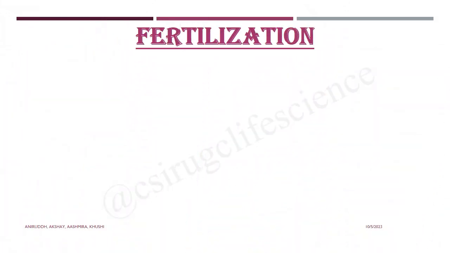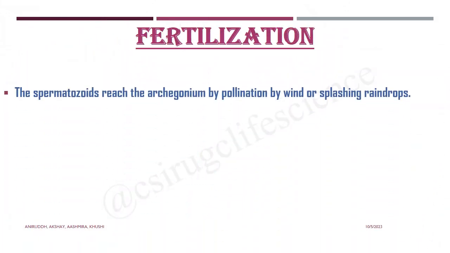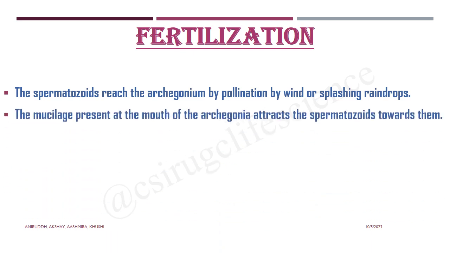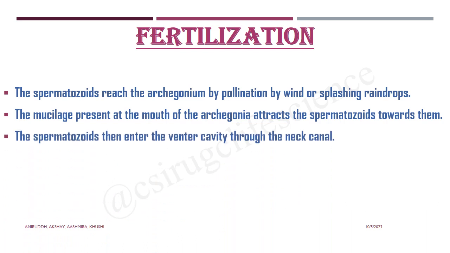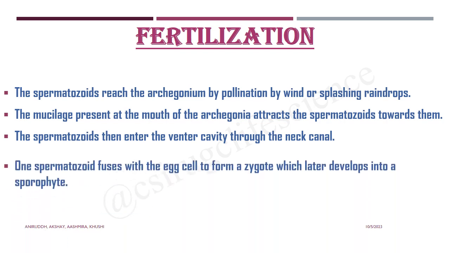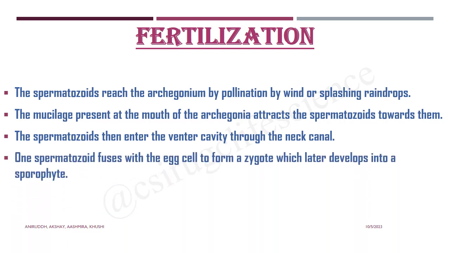Next is fertilization. The spermatozoids or antherozoids reach the archegonium by water. The mucilage present at the mouth of the archegonia attracts the spermatozoids towards them because malic acid is present in this mucilage. The spermatozoids then enter the venter cavity through the neck canal. Then one antherozoid fuses with the egg cell and forms a zygote, which later develops into a sporophyte.